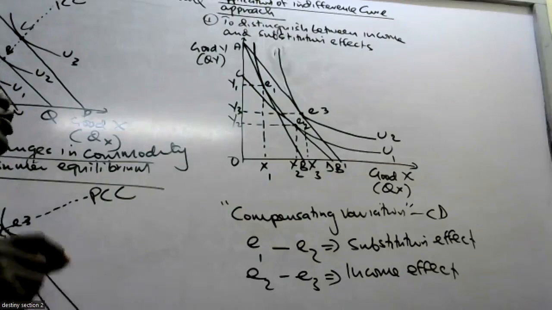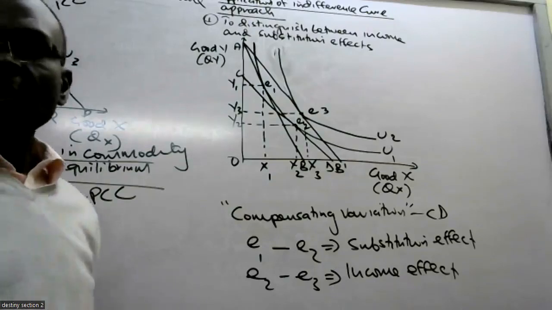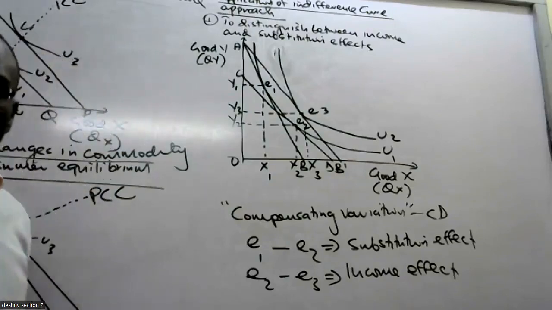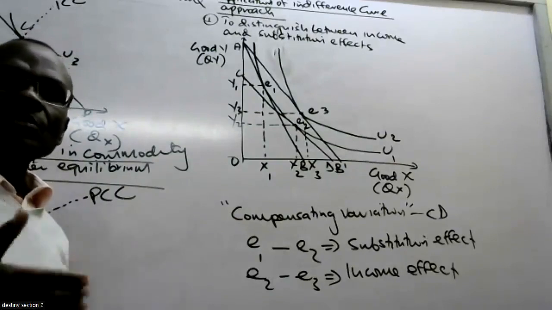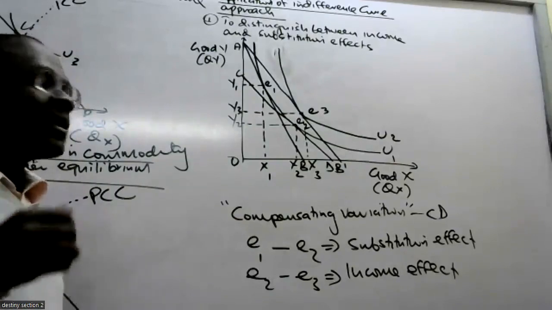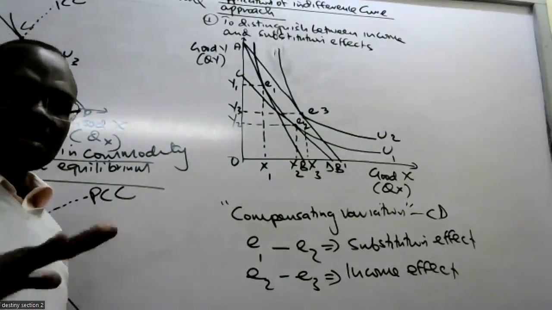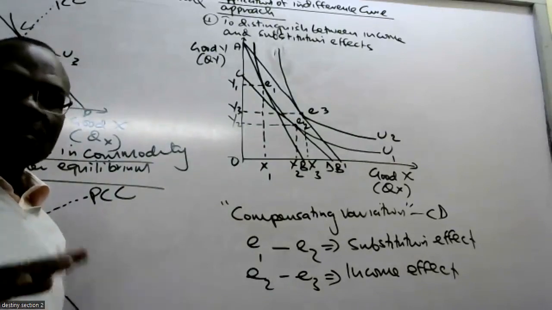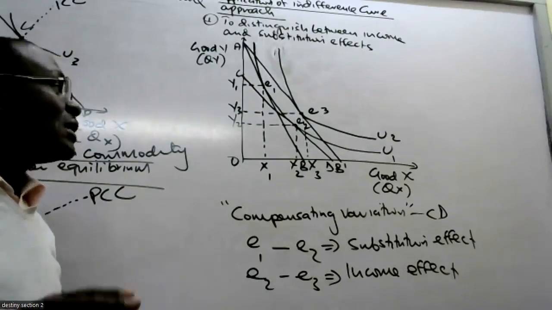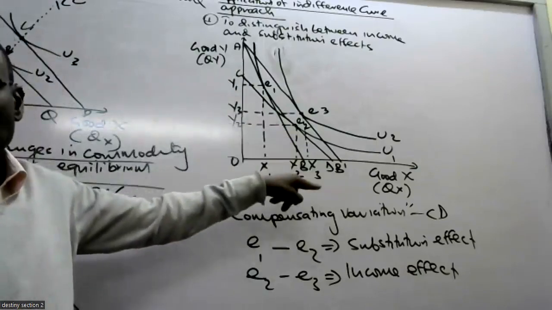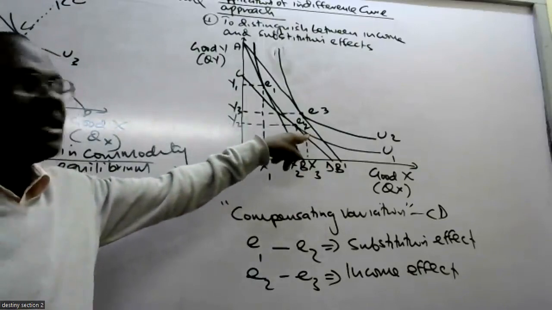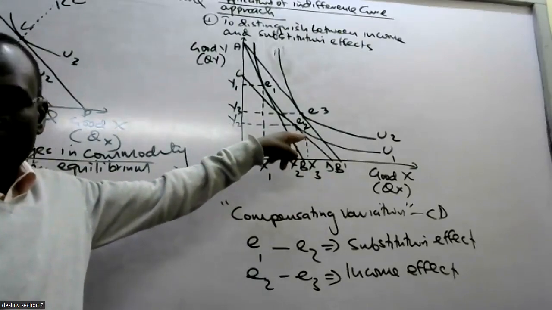But then, to show only the substitution effect, you have to assume that the fall in the price of X was compensated, so that the consumer remained at the same level of satisfaction or utility. To show that, we introduce another line, CD. That CD will touch the same indifference curve, but at a lower point.